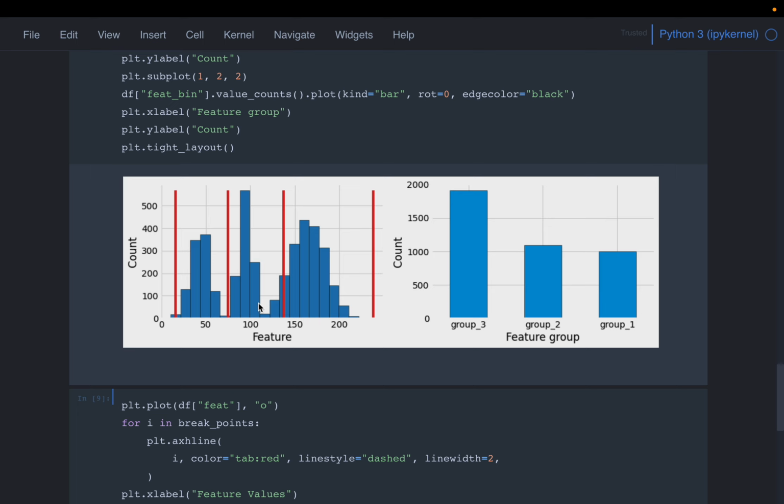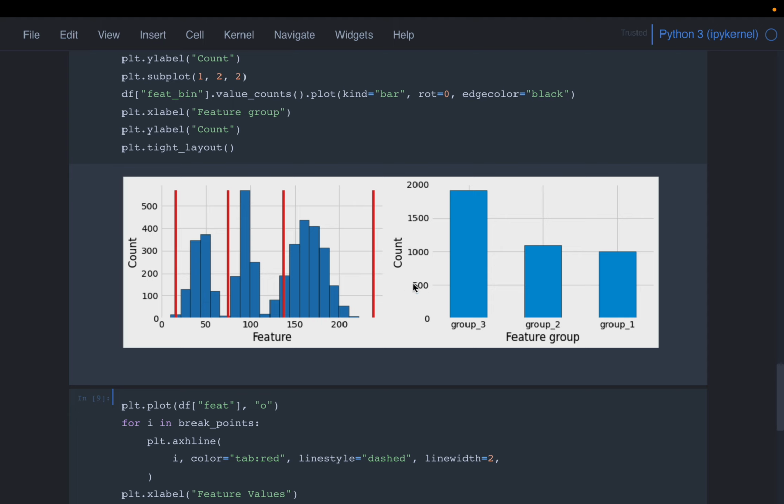Here we again have the histogram of our raw data, and these are the boundaries for each group. The first group lies between these two red vertical lines, and then the second one and the third one.